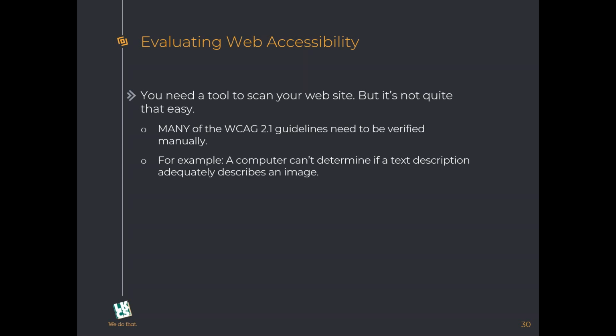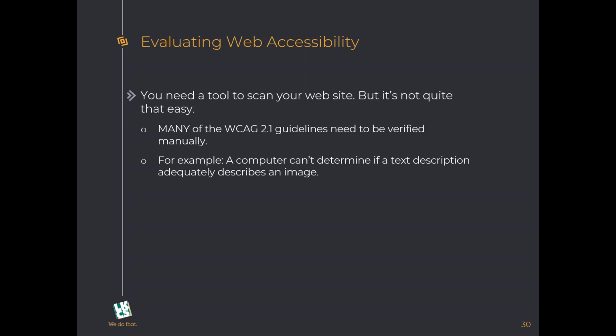So how are we going to evaluate web accessibility? One, you're going to want to get a tool to scan your website, but it's not really that easy. Many of the WCAG 2.1 guidelines actually need to be verified manually. So you get a tool that basically scans the entire site, and it's going to come up with all kinds of issues that need to be reviewed. It's not saying that it for sure is a problem, but it might be.